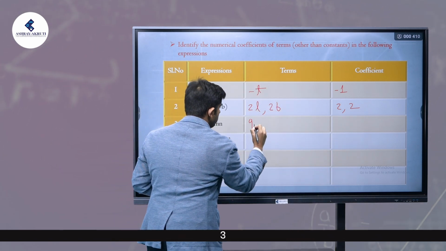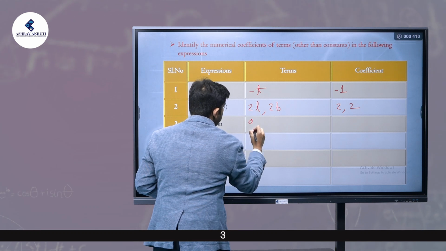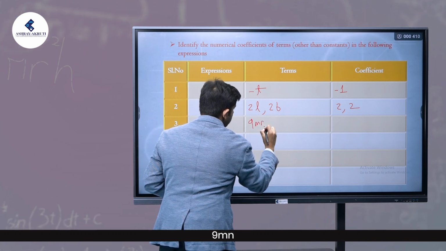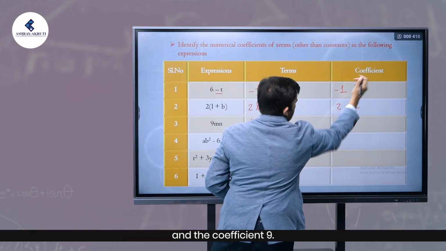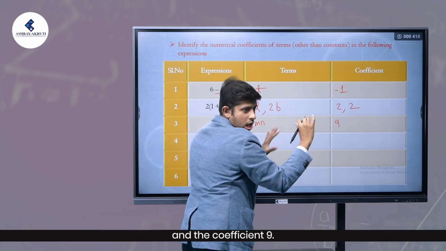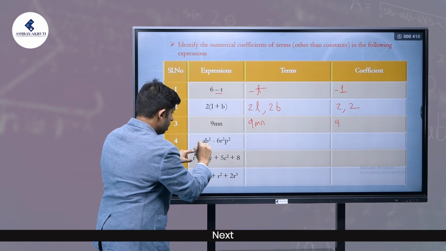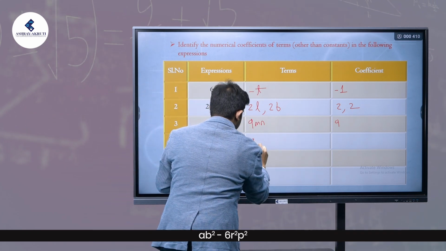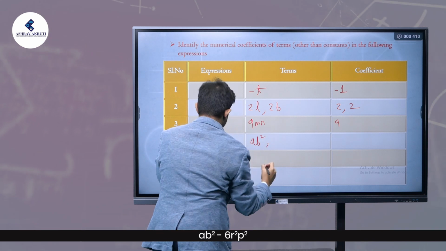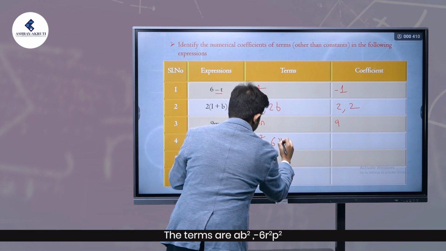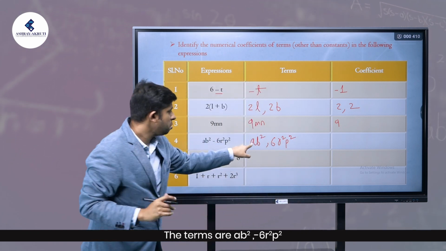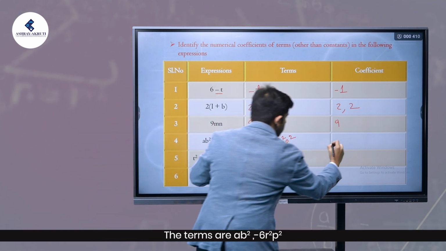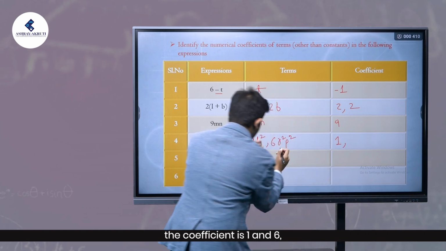Third one, 9mn. The terms are 9mn and the coefficient is 9. Next, AB square minus 6R square P square. The terms are AB square, 6R square P square. The coefficient is 1 and 6.